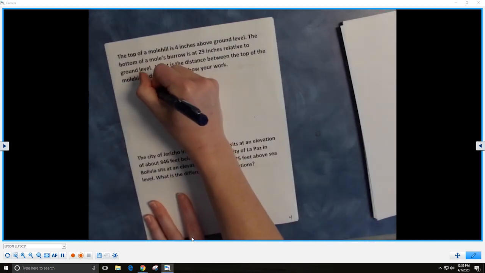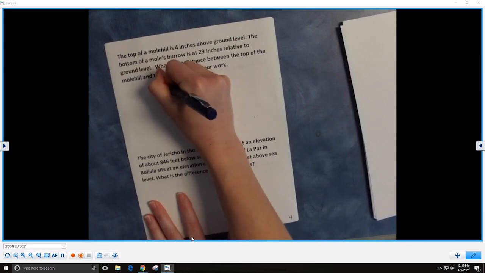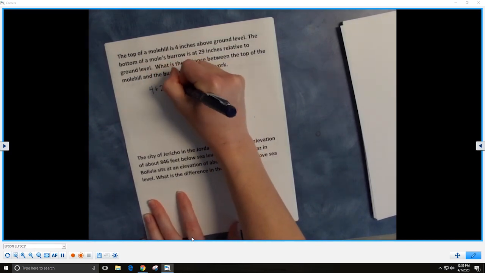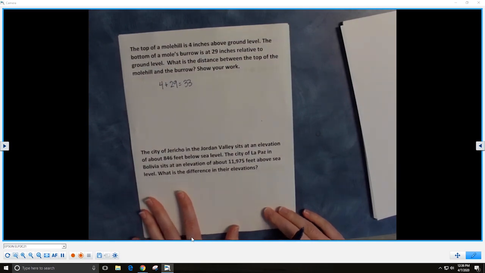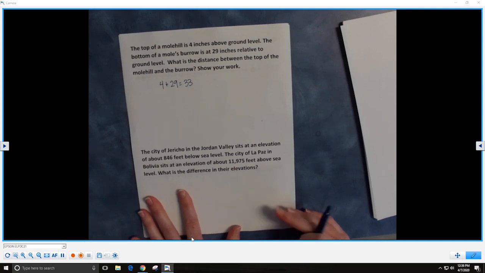Did you write 4 plus 29 equals 33? Good. If we think of ground level as 0, we can think of the top of the molehill as 4 inches above and the bottom of the burrow as 29 inches below. Then we can add the absolute values.